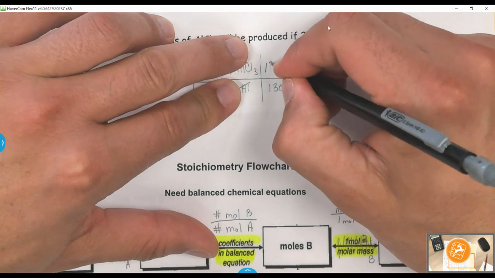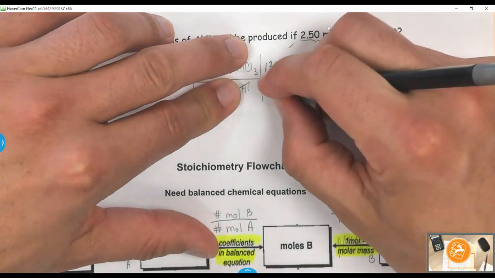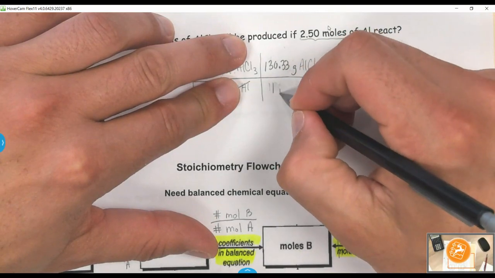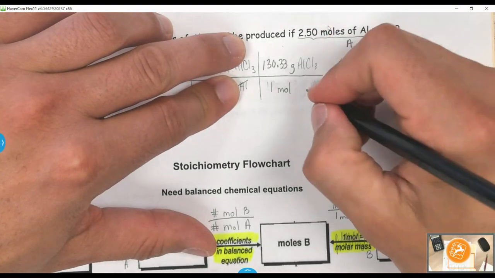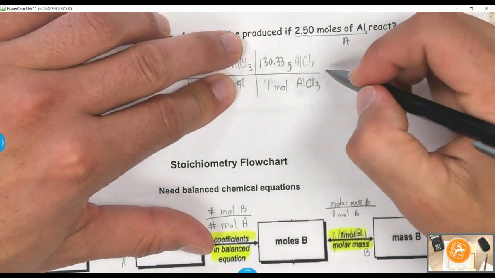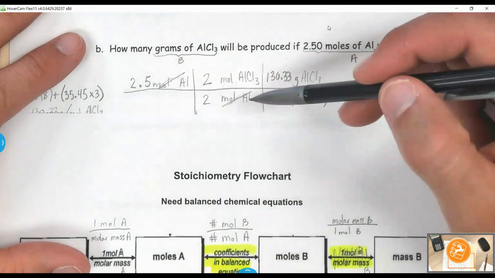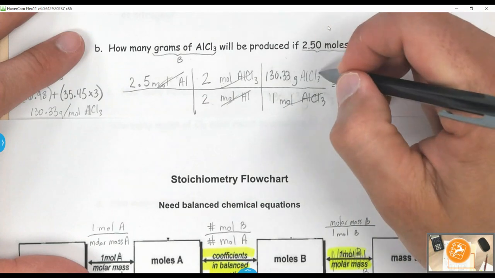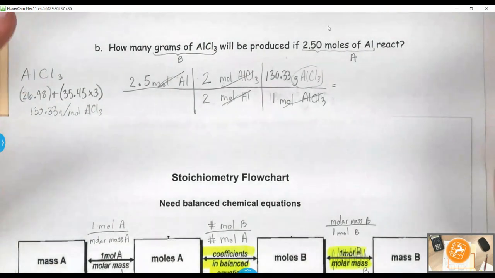We got to put the 130.33, and we call it grams of this. And we just put 1 mole of your AlCl3 on bottom. Okay, now let's look. Moles of aluminum cancel and moles of aluminum chloride cancel. So the only thing that you're going to be left with is grams of aluminum chloride. Excellent. So that is going to work.